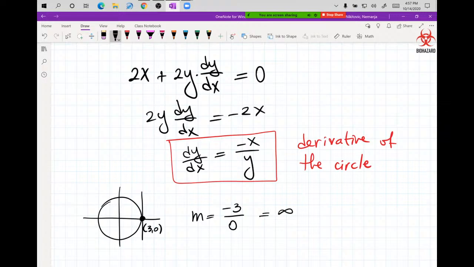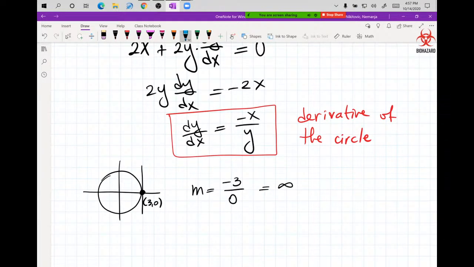So that works. How about my horizontal tangency over here going through, let's say, (0, -3)? Well, for a horizontal line, we know that it should be 0 slope. So slope is 0 divided by negative 3. Why did I put negative? Yeah. And the negative goes away, and we get a 0, right? So horizontal line, because the slope is 0.